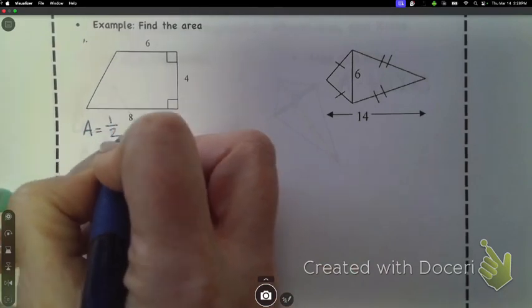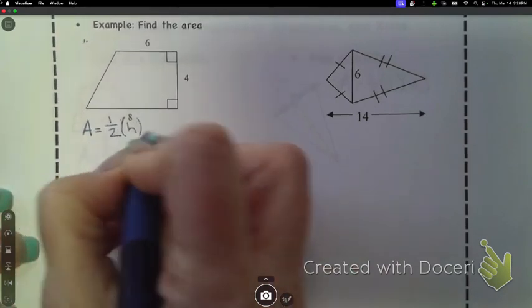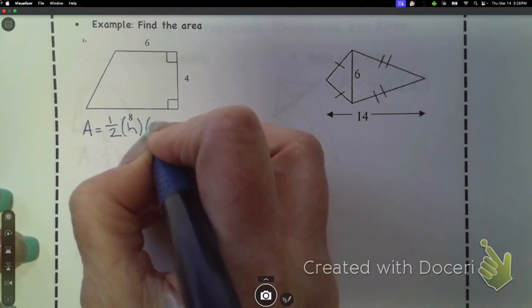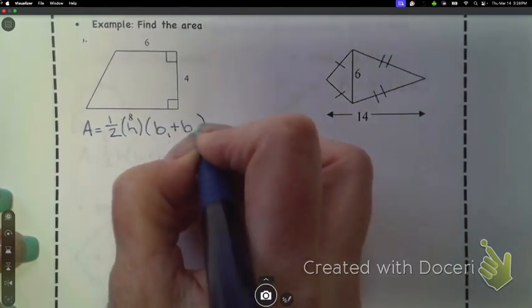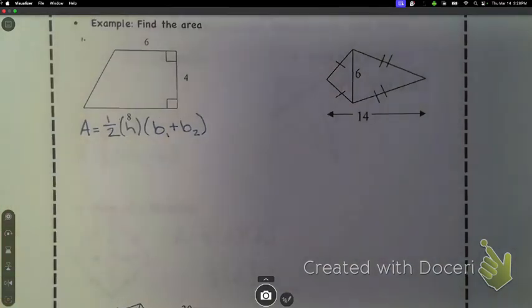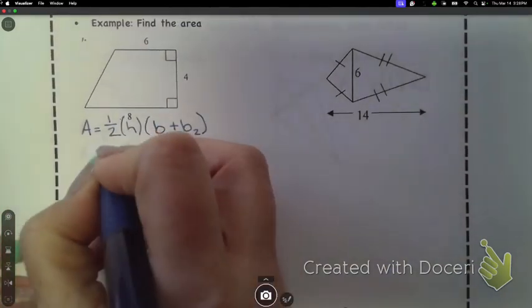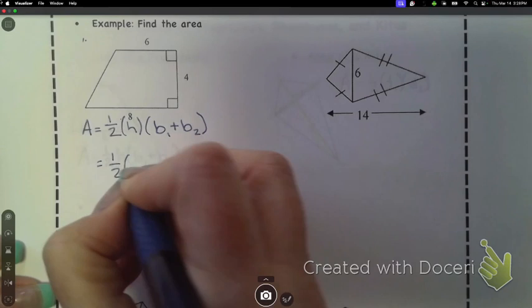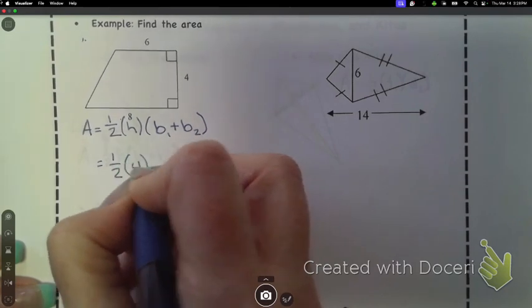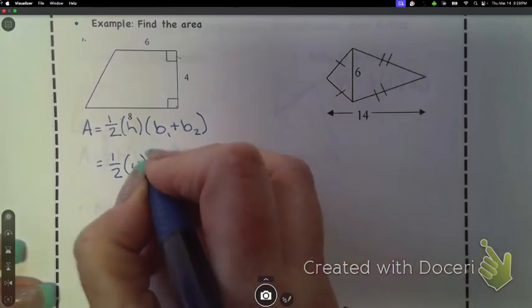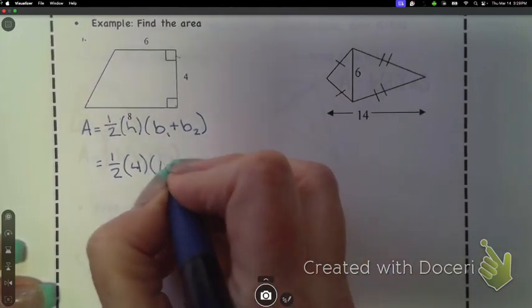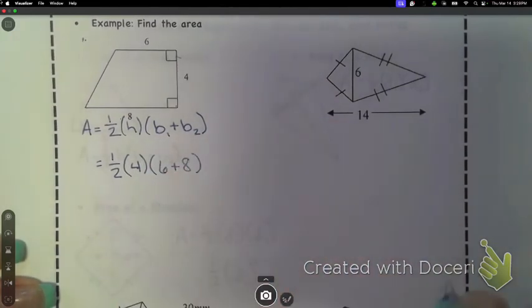Half height times B1 plus B2. It's actually sub 1, but because it goes down, the number goes little. Okay. So 1/2, what's the height? 4. This time the height's the outside because we have right angles, don't we? Okay, and base 1 is 6 or 8, and base 2 is 8.